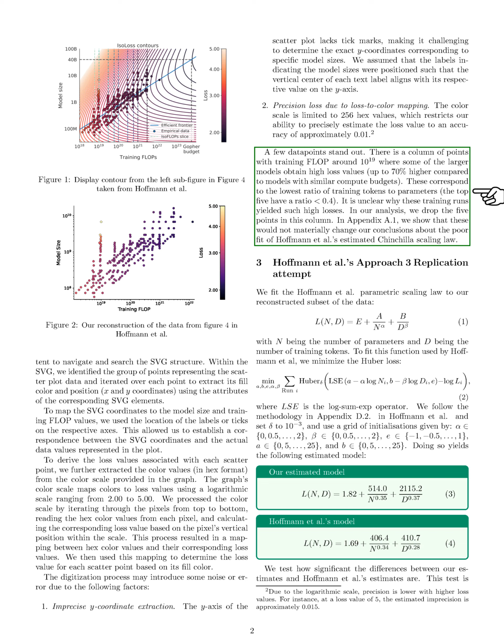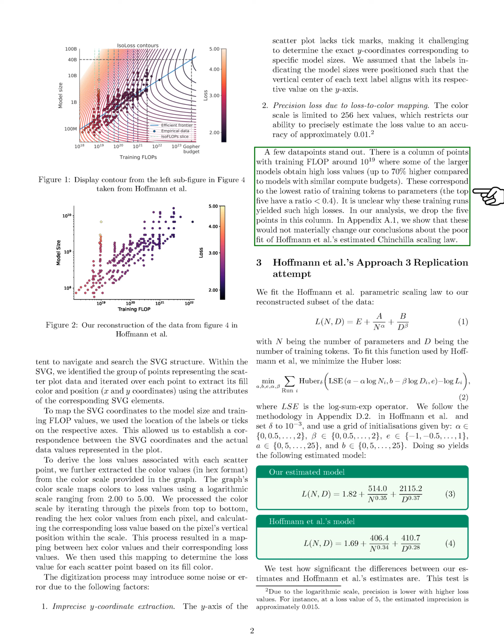Section: Hoffmann et al.'s Approach 3 Replication Attempt. In this section, we applied Hoffmann et al.'s parametric scaling law to our subset of the data. We used the Huber loss minimization method to fit the function, following Hoffmann et al.'s approach. We set the parameter delta to 0.001 and initialized alpha, beta, E, A, and B over specific ranges.